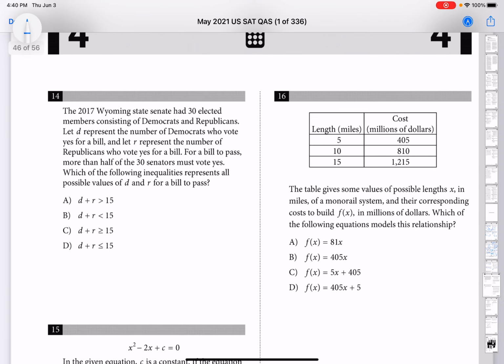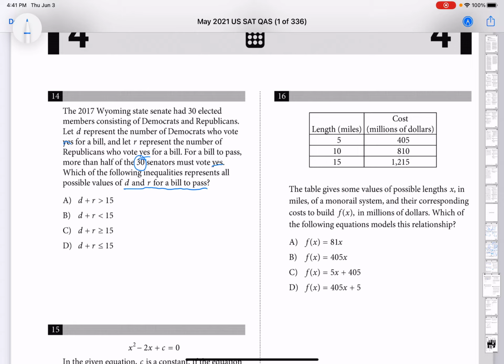In 2017, the Wyoming State Senate had 30 elected members consisting of Democrats and Republicans. Let D represent the number of Democrats who vote yes for a bill, and R represent the number of Republicans who vote yes for a bill. So they both vote yes. Okay, maybe that's important or not. For a bill to pass, more than half of the 30 senators must vote yes. Which of the following inequalities represents all the possible values of D and R for a bill to pass?